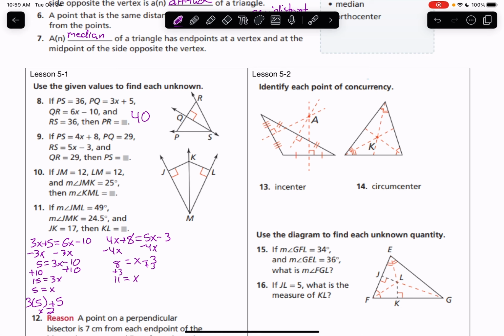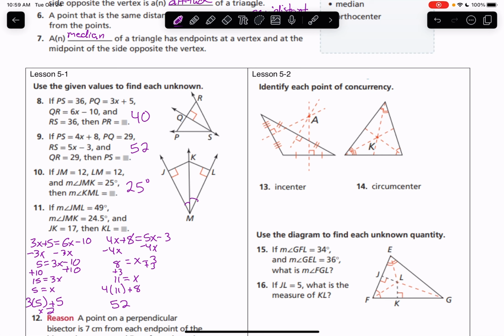We want to know PS. So PS is 4x plus 8. So 4 times 11 plus 8 is 44 plus 8, which is 52. So number 9 should be 52. Number 10, if JM equals 12 and LM equals 12, and the measure of angle JMK is 25 degrees, then that means the measure of KML is also 25 degrees because JMK and KML will be congruent angles.